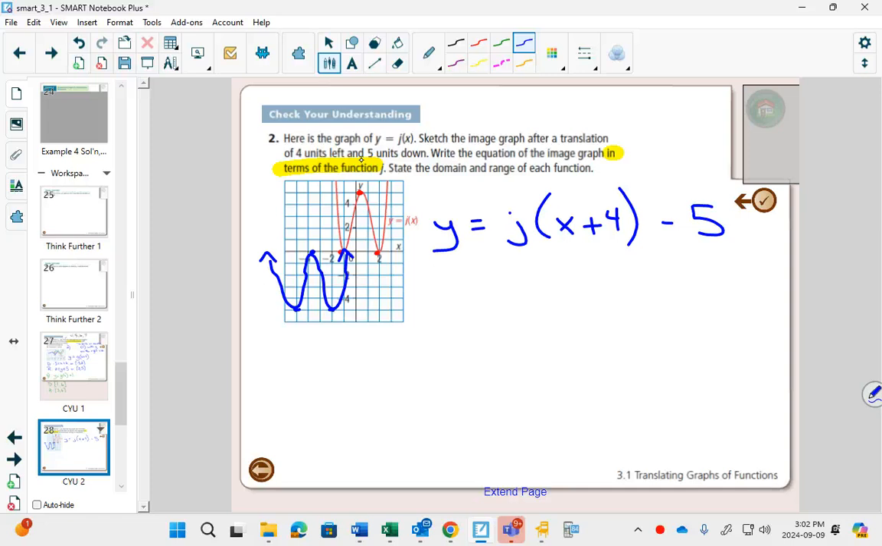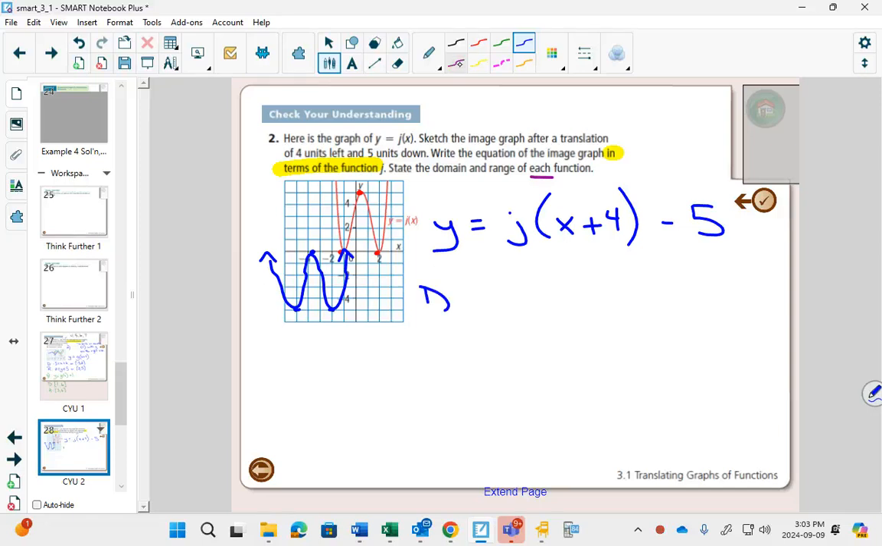Now in this question, it says state the domain and range of each function. So here is where a tiny word can really change something. Notice in the first question, it said each function, but I made an assumption that each function was like do A and make sure you do B as well. But in this one, there's no A and B. So when it says each function, I guess it means the new graph and the original graph as well.